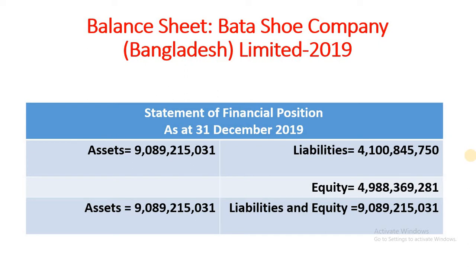So, the value of your delivery van, which is 20 lakh taka, is your asset. It will be on the left side of your balance sheet. Then, your investment, which is 5 lakh taka, will be on the right side of your balance sheet as equity. And finally, your bank loan, which is 15 lakh taka, will be your liability.